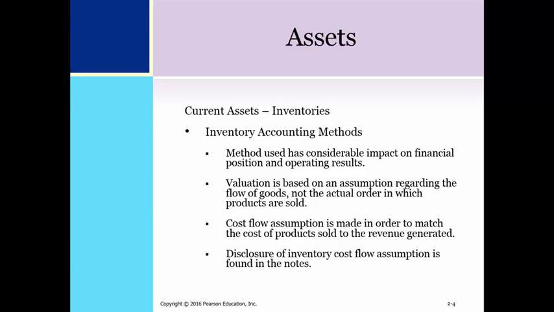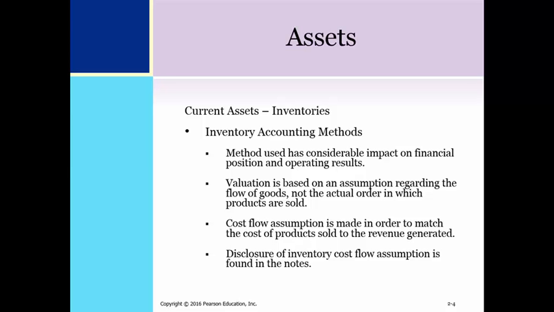Inventory accounting impacts both the balance sheet and the income statement. Products or goods which have not been sold are reported as a current asset on the balance sheet. Goods which have been sold are reported as an expense on the income statement, titled Cost of Goods Sold.